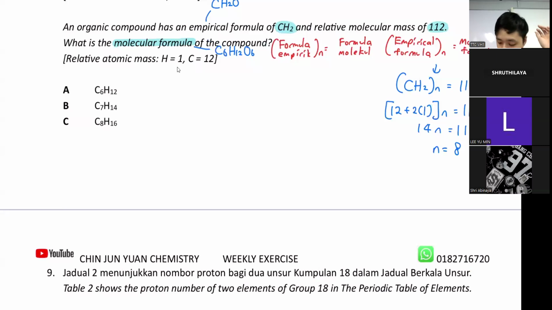So the answer means your molecular formula, your CH2, has to be times 8. So you get C8H16. So the answer is C.